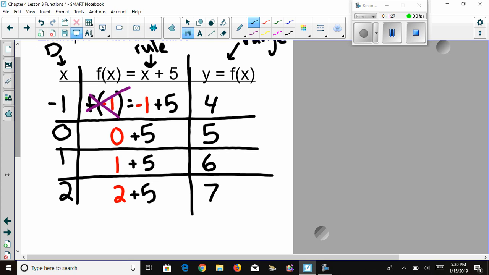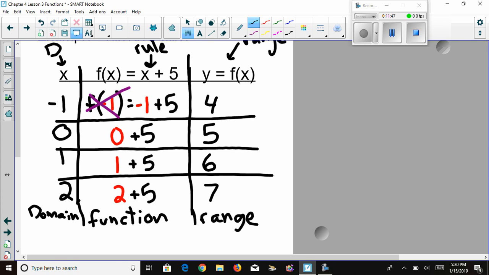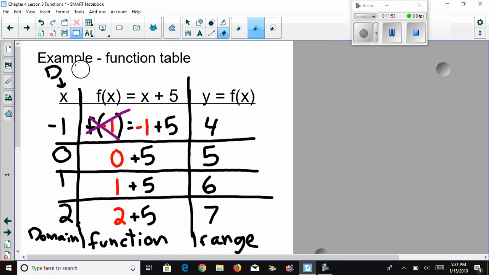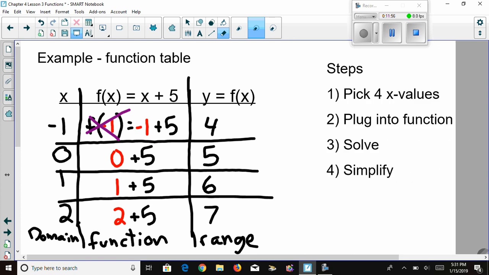So for this table, we have our domain, our function, and our range. For those of you that might want it, let us go ahead and reveal the formal steps. You're going to need to pick at least 4 x values, and then follow the steps from the previous examples of plugging it in, solving it, and simplifying everything that's possible.